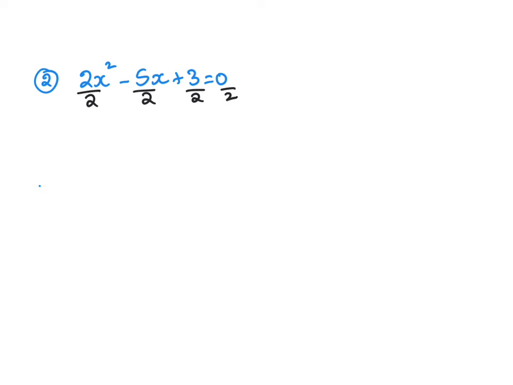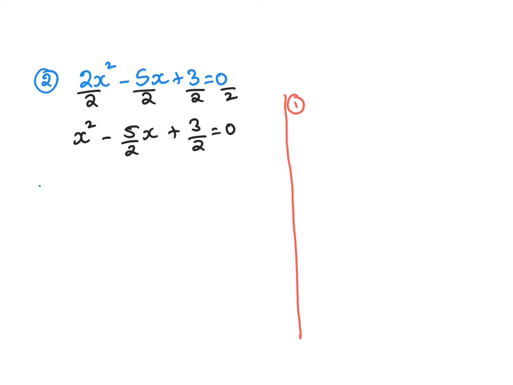So now the new equation will look like x squared minus 5 over 2 x plus 3 over 2 equal to 0. Now since the coefficient of x squared is 1, we are ready to apply the completing the square method. So what is the first step? Take half of the coefficient of x. What is the coefficient of x over here? 5 over 2. So half of that is going to be 5 over 4.